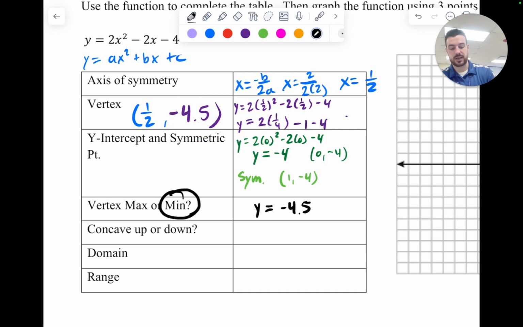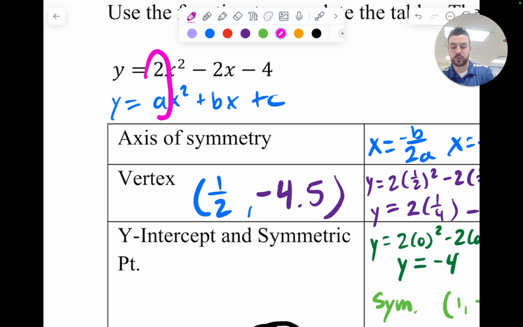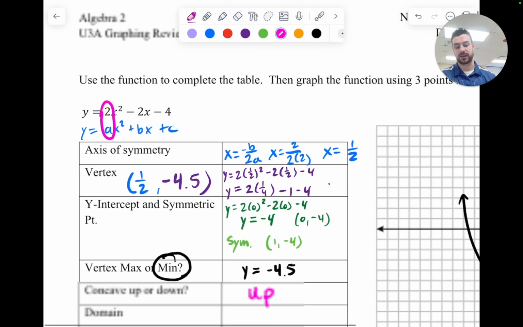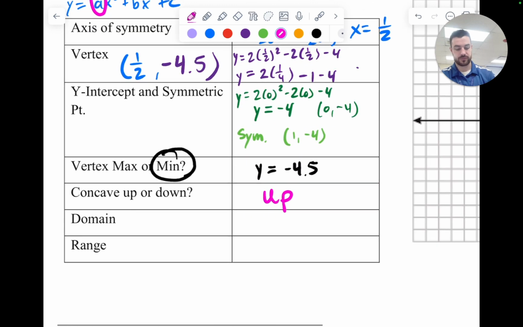Now, as we can see, our function is concave up. And if we didn't know from our graph, we really are going to get that from our a value. When our a value is greater than 0, we are going to be concave up. That means it opens up. And when it is less than 0, it is going to be concave down. So greater than 0 means concave up. Less than 0 means concave down.